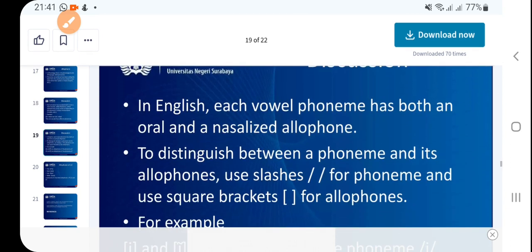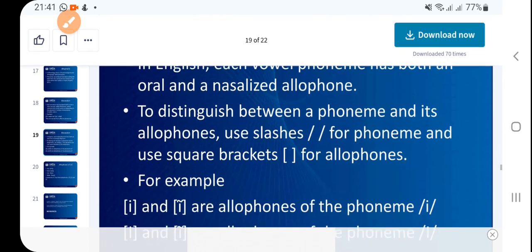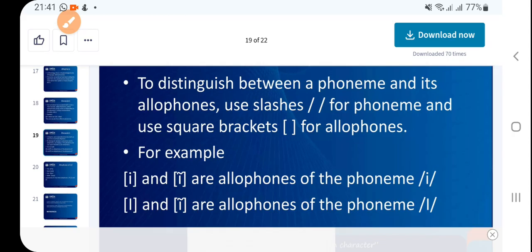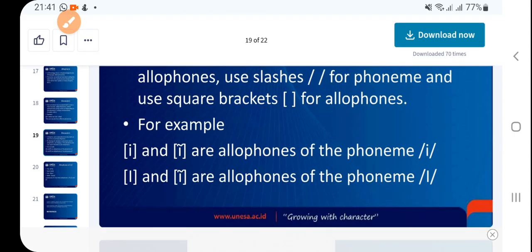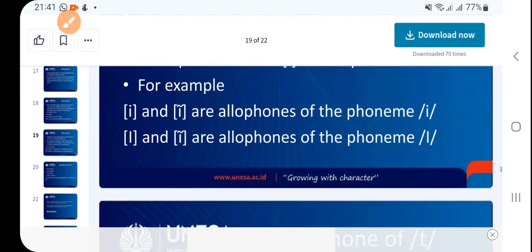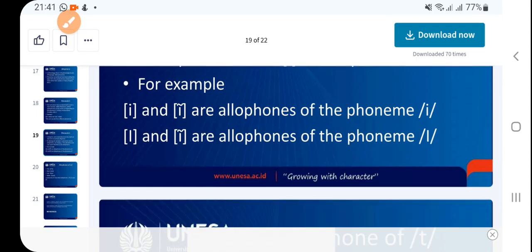In English, each vowel phoneme has both an oral and a nasalized allophone. To distinguish between a phoneme and its allophones, use slashes for the phoneme and brackets for the allophones. For example, these are allophones of the phoneme I, right? And these are the allophones of the phoneme L.